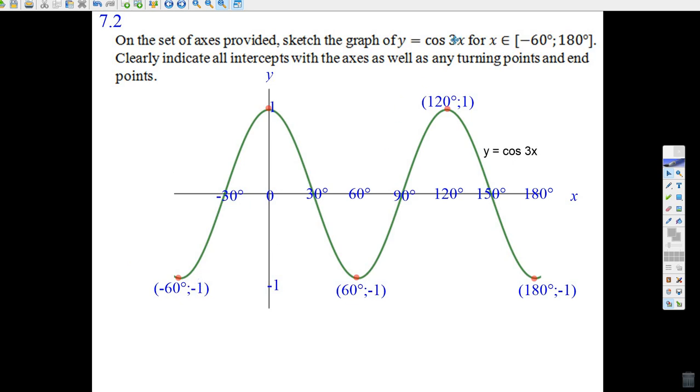The main idea, though, is I knew 360 divided by 3. I knew it took 120 degrees to go through a wave. Instead of a step of 90, I knew every 30 degrees something happened. And that's how I was able to get those 4 marks.